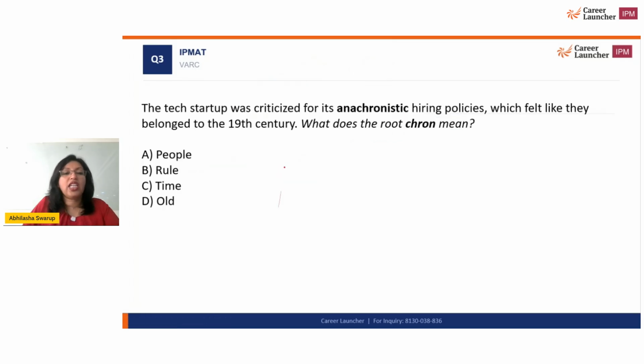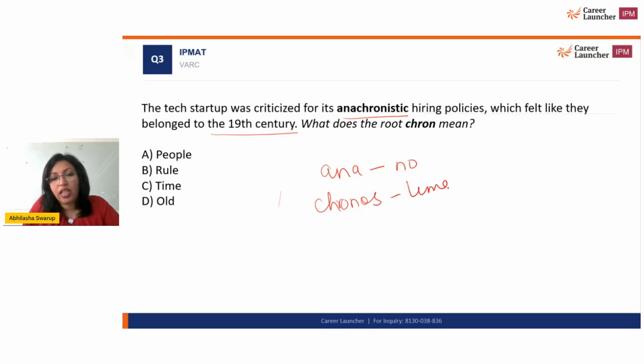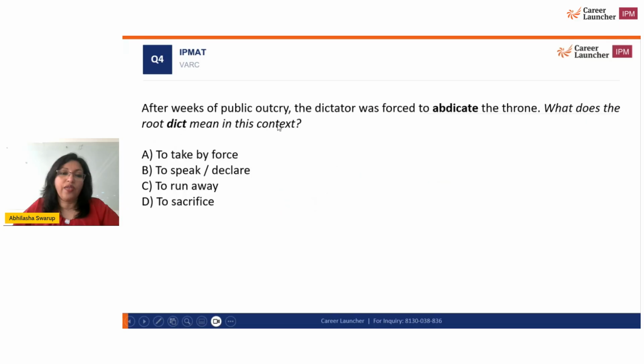All right. The tech startup was criticized for its anachronistic hiring policies, which felt like they belonged to the 19th century. The root word ana means no, and chronos means time. And therefore, of course, the correct answer is time. Anachronistic means something that is not in its correct time period. And that is why it feels like it belonged to the 19th century.